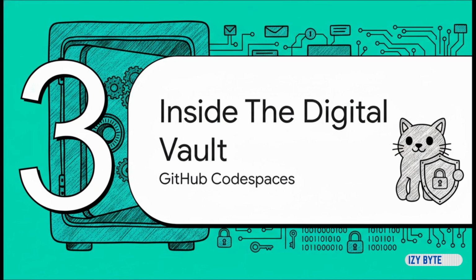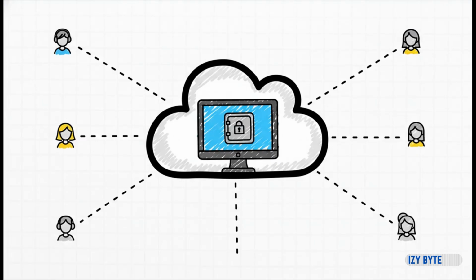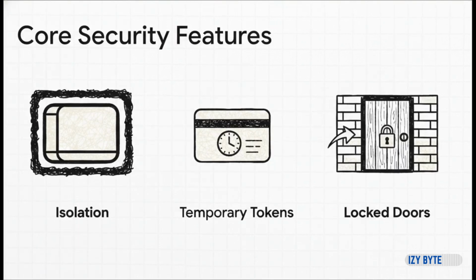Well, let's take a look inside what you could call a modern digital vault built for exactly this kind of thing: GitHub Codespaces. The easiest way to wrap your head around Codespaces is to just think of it as your own personal, high-security coding computer that happens to live in the cloud. It's a fresh, clean, controlled environment for every single project you work on. And it's secure by design right out of the box.